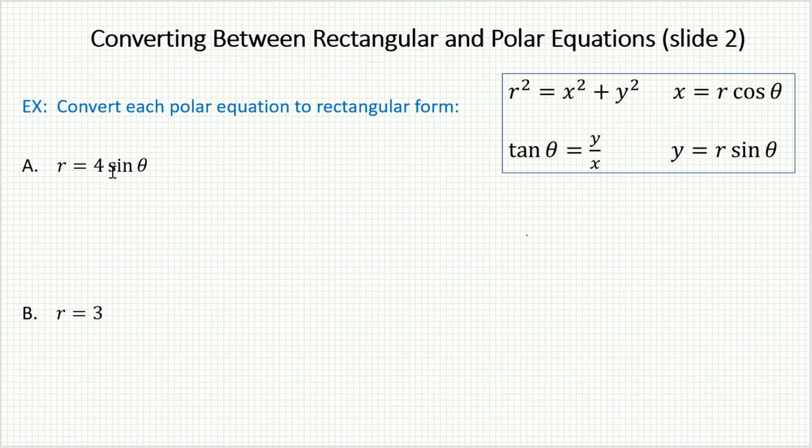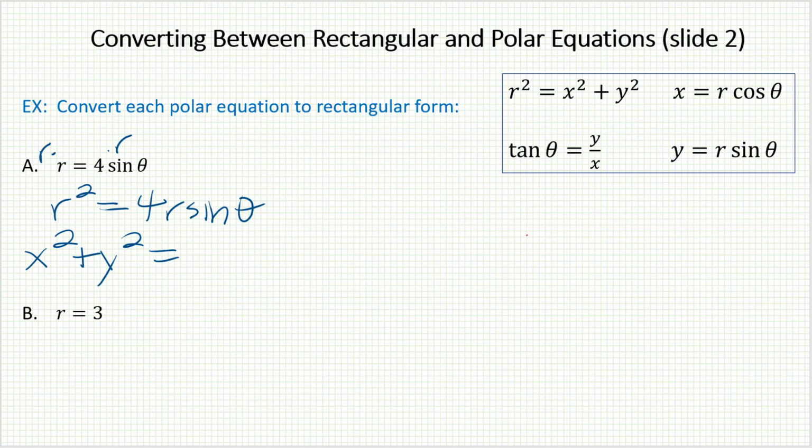Oh wait, that'll help me there as well because I don't really want to have a sine theta by itself. I want to have an r sine theta. That's a very common trick in these problems. Multiply both sides by r. This becomes r squared. This becomes 4r sine theta. Now the conversion is easy. R squared, same thing as x squared plus y squared. R sine theta, that is equal to y. Here is the simplest form of that rectangular equation.